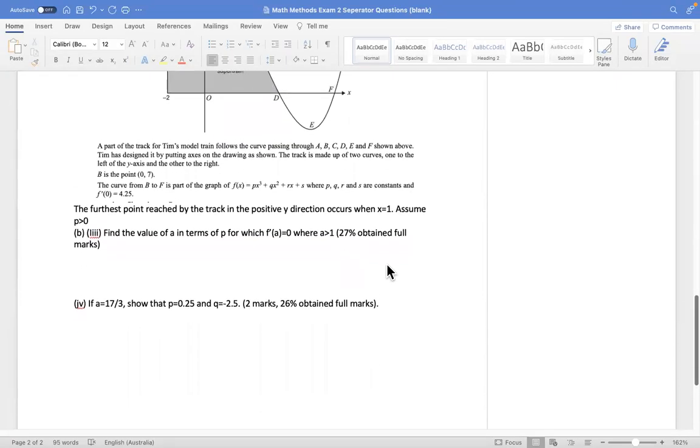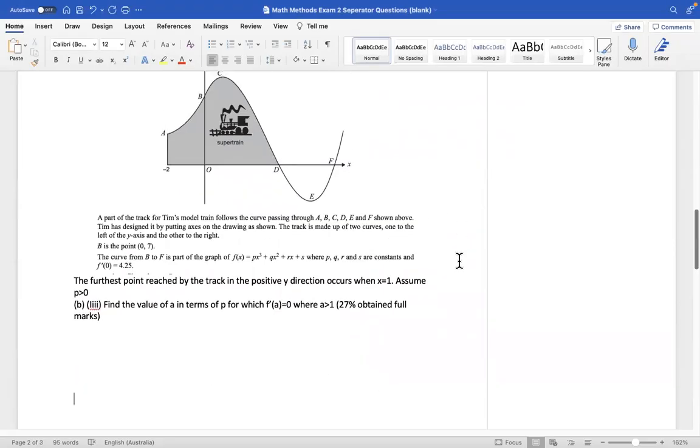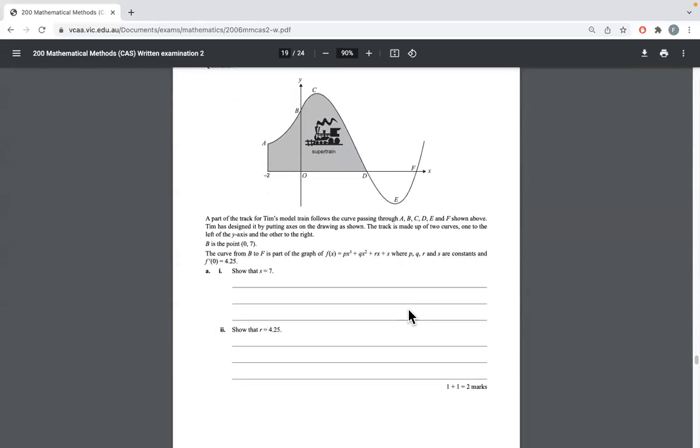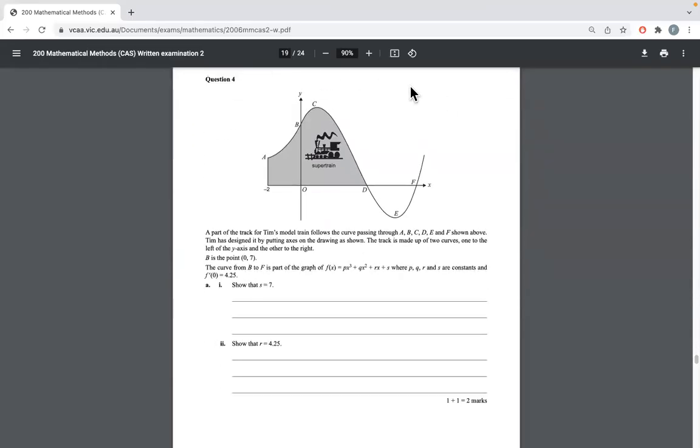So now this is where I have to begin. So let's go to question 4. Question 4 here says show that s equals 7. So I'm going to break this down. I know that the value for b is (0, 7). And for this, we just need to make one value equal to 0. So 0 equal to p times 0 cubed plus q times 0 squared plus r times 0 plus s equals 7. So therefore, s equals 7. And we've just proven it.